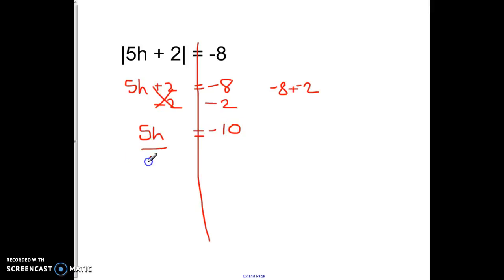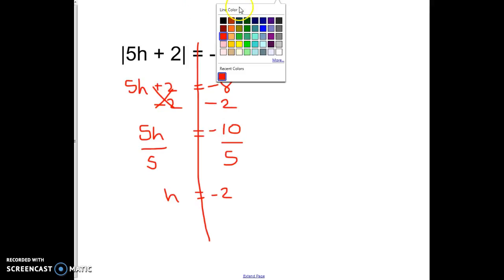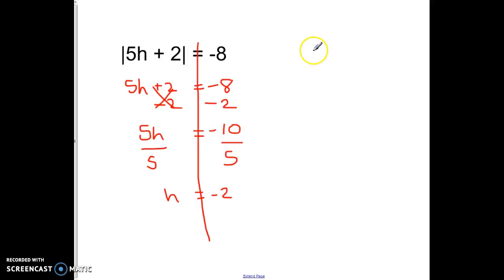Let me go ahead and divide by 5. So h can equal negative 2. But remember, we have another answer that this could possibly be, so we need to do that again. I'm going to go ahead and rewrite my problem. So I have 5h plus 2 equals negative 8.